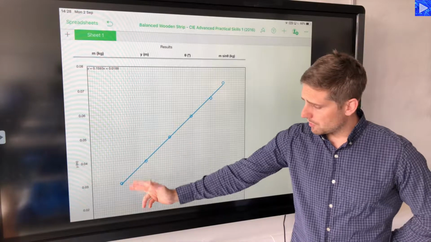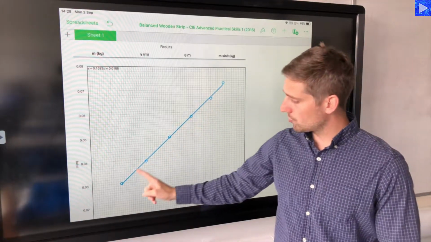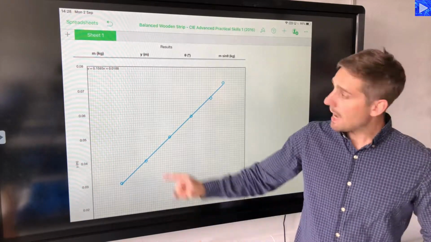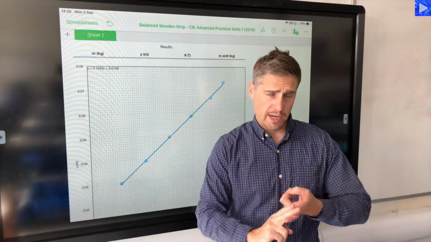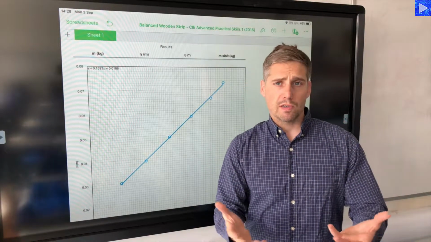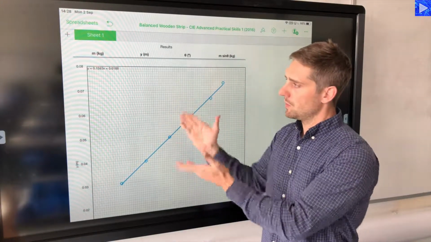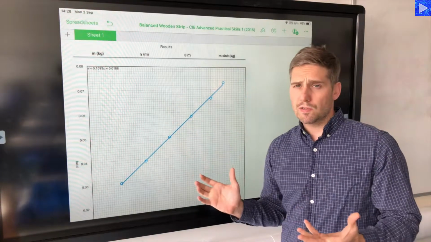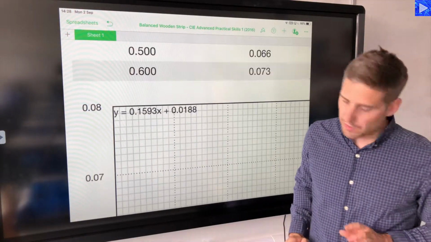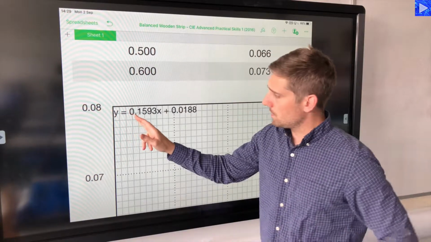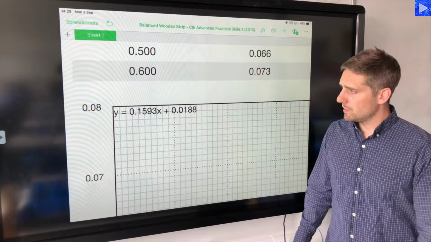But this was my graph that the spreadsheet automatically plotted for me with a straight line of best fit there. And this is the equation of the line. So once again, I'm shortcutting, calculating the gradient and the y-intercept. Those are skills you've hopefully acquired by now. If not, you need to practice that, and you will need to do it manually when you're doing this under assessment conditions. So if I zoom in on that, we can see what those values are. The gradient is 0.1593, and the y-intercept was 0.0188.